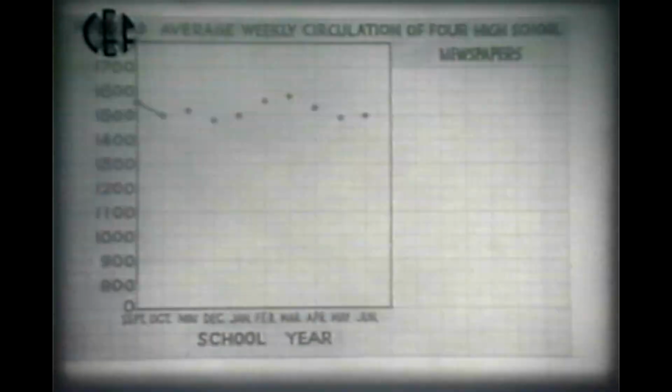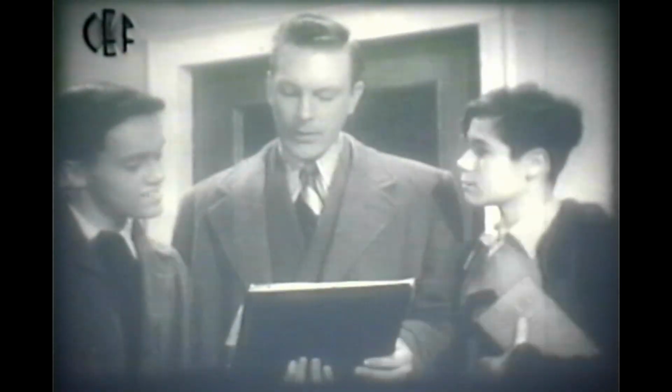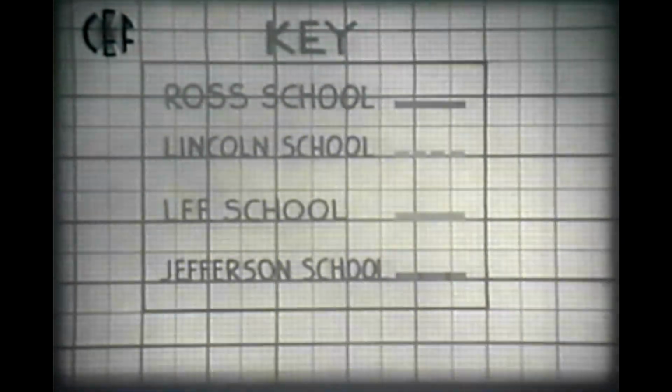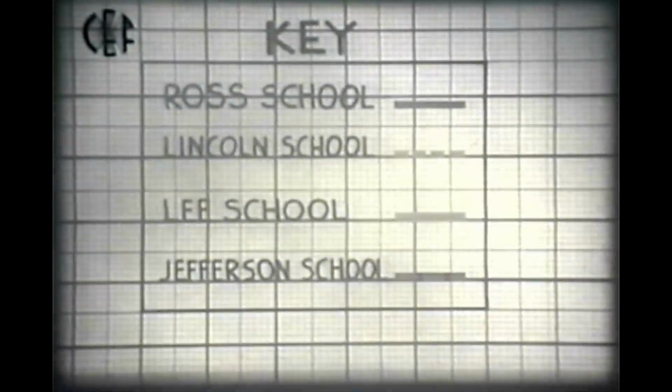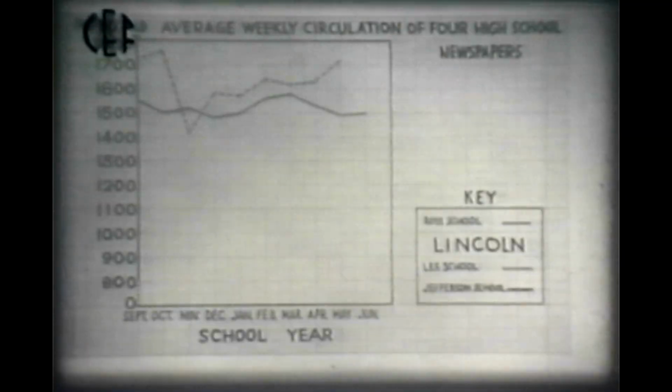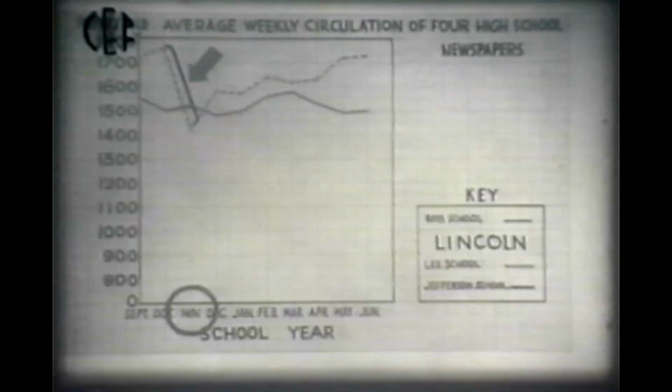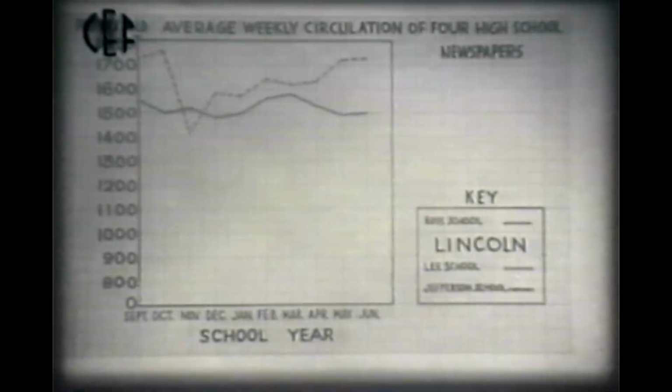This is the line that represents our circulation for last year. To represent the circulation of the other schools, the boys used different lines. This key or legend explains the lines. They let this line represent the Lincoln School. Notice the terrific drop in November. This was the month that Lincoln School increased the price of its paper.